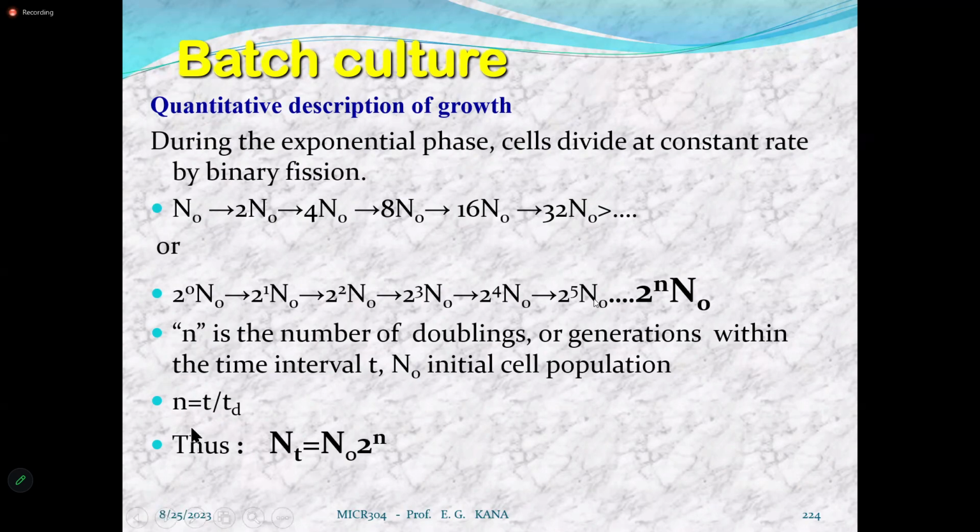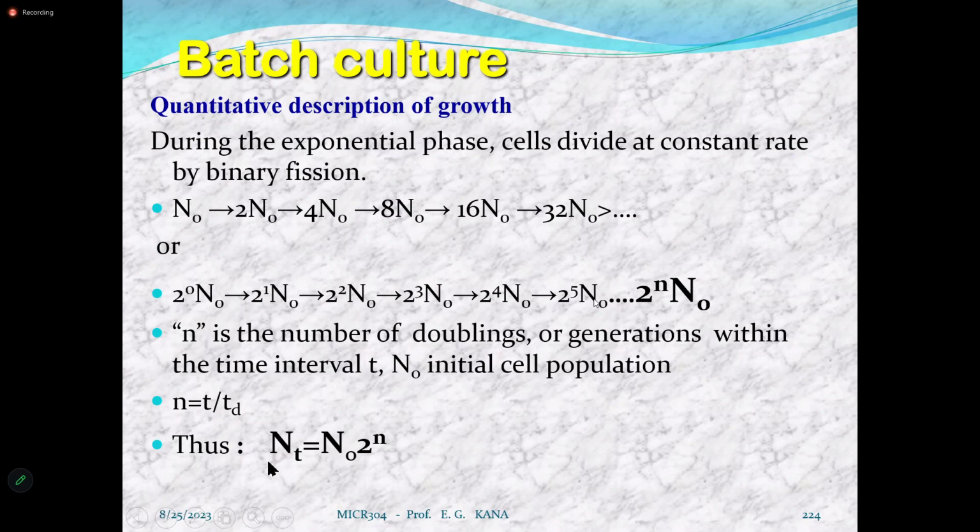In other words, the number of generations or number of doublings is equal to the entire duration of the process divided by the time it takes to produce one generation. Let me repeat again. N, which is the number of generations, equals the entire duration of the fermentation divided by what it takes for one cell to grow and divide. That is the doubling time.